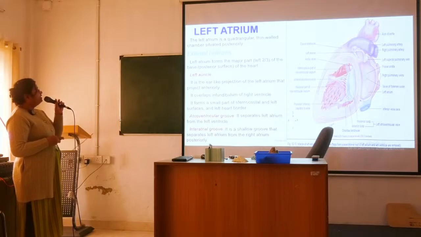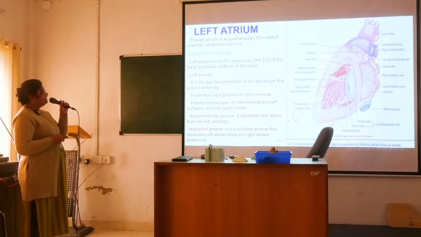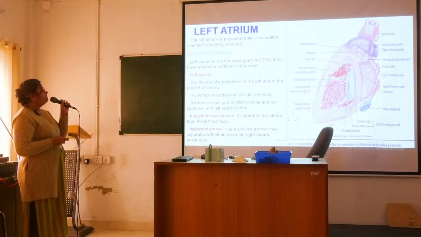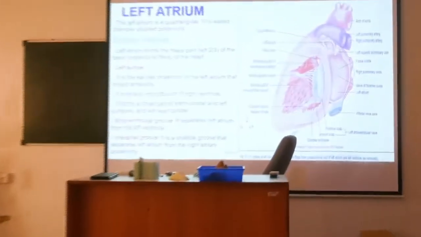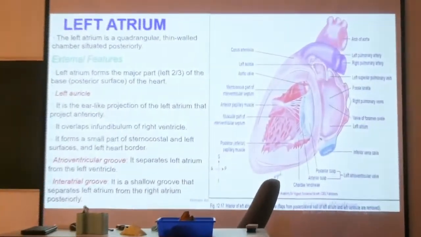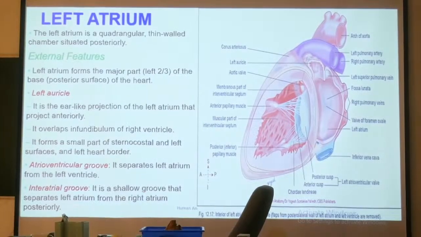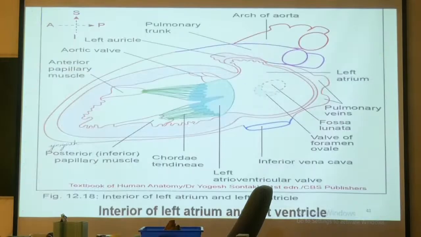Left auricle, it is the ear-like projection of the left atrium that projects anteriorly here. This is left auricle, ear-like projection. It overlaps the infundibulum of the right ventricle, and it forms a small part of the sternocostal and left surface and left border of the heart. And AV groove, it separates the left atrium from the left ventricle. Next is interatrial groove. It is a shallow groove, separates left atrium from the right atrium posteriorly. This is the external feature you have seen.